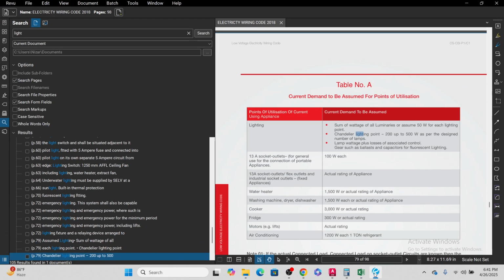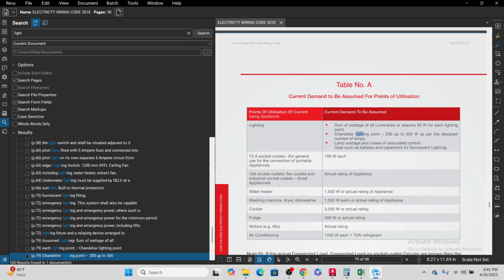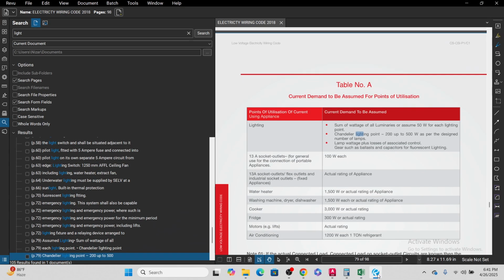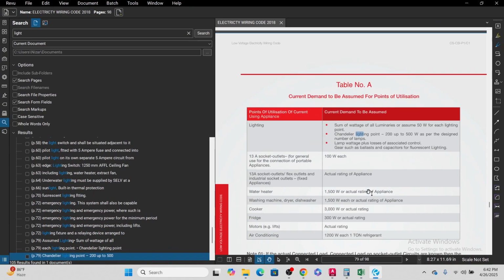This means single socket, not double. Actual rating of appliance, fixed outlet. The actual rating appliance belongs to things like dishwasher, microwave, and I will tell you as per my knowledge. Water heater 1.5, that means 1500 watts. Washing machine including dryer 1.5, so let's put 1500 watts. Cooker 3000.